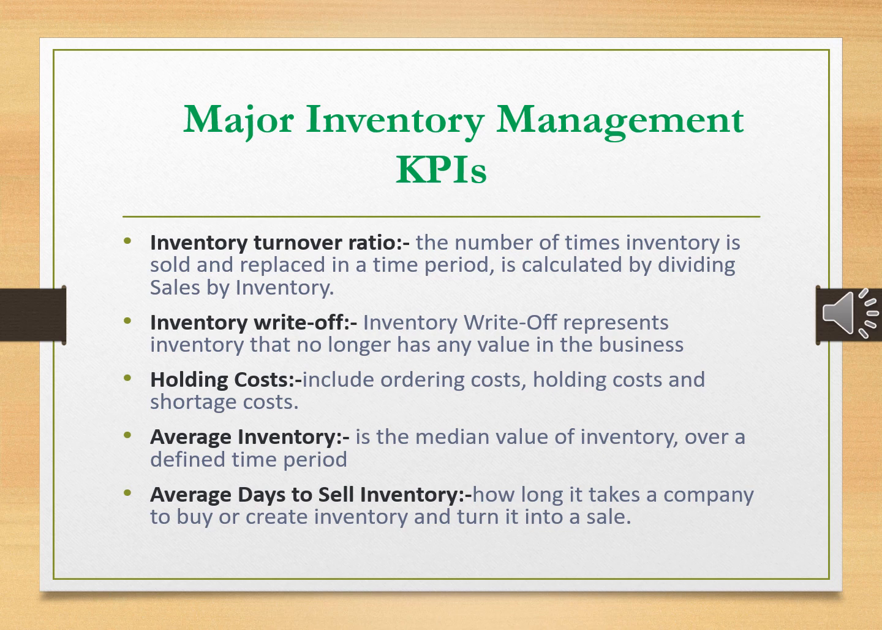The next one is inventory write-offs. Write-off means taken off from our books. So inventory write-off represents inventory that no longer has any value in the business. This also tells us how much money or inventory we lost. Then holding cost is another performance indicator, that is, how much money we spend to keep this inventory in our warehouse.